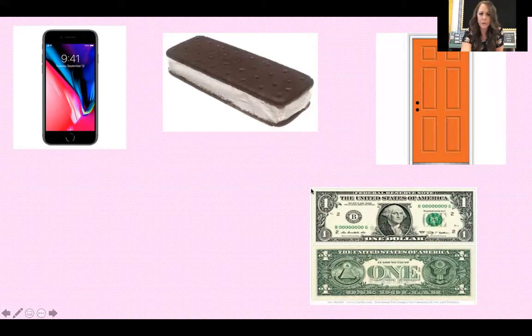Let's look at this dollar bill. Are all 4 sides of this dollar bill the same length? They're not, are they? I see 1, 2 sides that are short, and then I see 1, 2 sides that are long. Does anyone know the name of a shape that has 4 sides, but 2 are long and 2 are short? What is that shape called? I can't remember. Can anyone help me out? It's a rectangle. Very good.